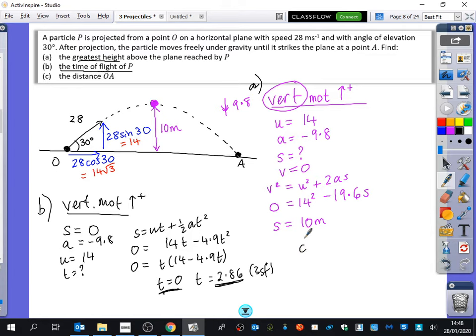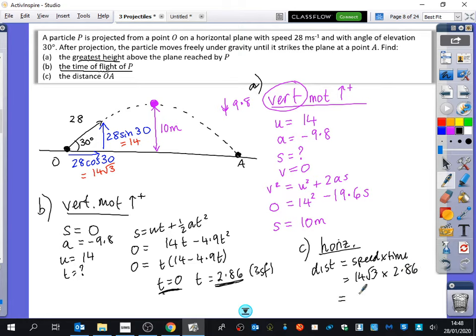Last thing we then want to do is the distance OA. What do we need to do for that we haven't done at all yet? Work out the horizontal. We're going to consider the horizontal motion, okay? So the distance is the thing that we're looking for. We know that distance equals the speed times time. 28 cos 30. The horizontal speed is 14 root 3. That's the horizontal speed. And the time is 2.86.